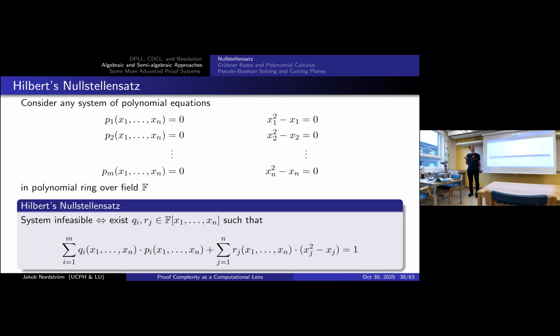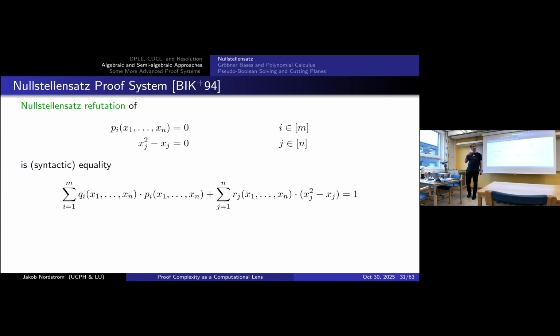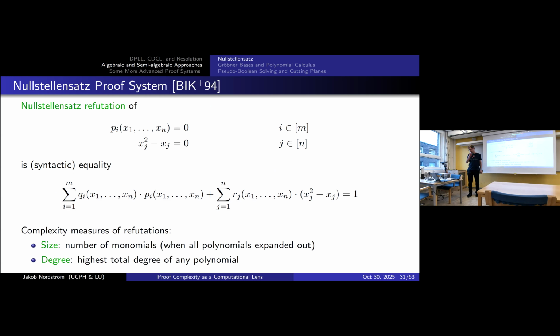What Hilbert's Nullstellensatz tells us, a slight generalization of the Nullstellensatz, is that this is actually an if and only if. If a system of polynomial equations with Boolean axioms added is infeasible, then there is such a Nullstellensatz certificate. This requires a proof that I'm not going to do. So we can view such a certificate as a formal proof. We can view it as a Nullstellensatz refutation.